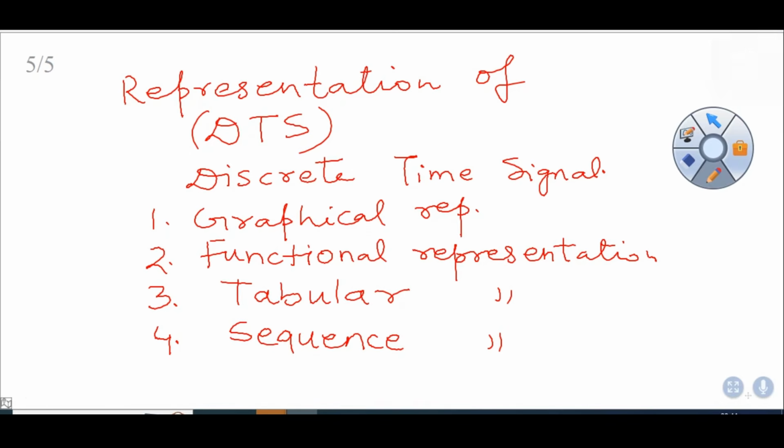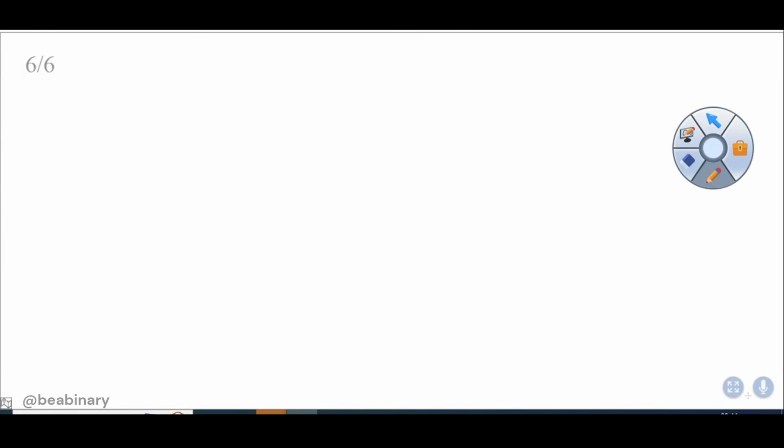So a discrete time signal can be represented via these four different methods: graphical representation, functional representation, tabular representation, or the sequence representation. So we will try to understand each different type of representation of this discrete time signal.